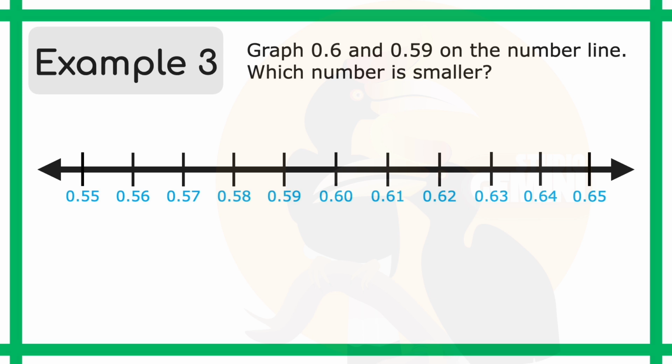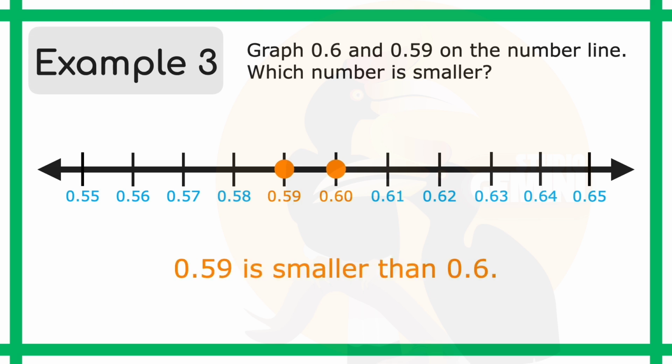Remember, 6/10ths is the same as 60/100ths. So we can look for 60/100ths on our number line. Here it is, right in the middle. Next, let's graph our second number, 59/100ths. We can see that 59/100ths is to the left of 60/100ths. So 59/100ths is smaller than 6/10ths. Okay, let's look at one last example.